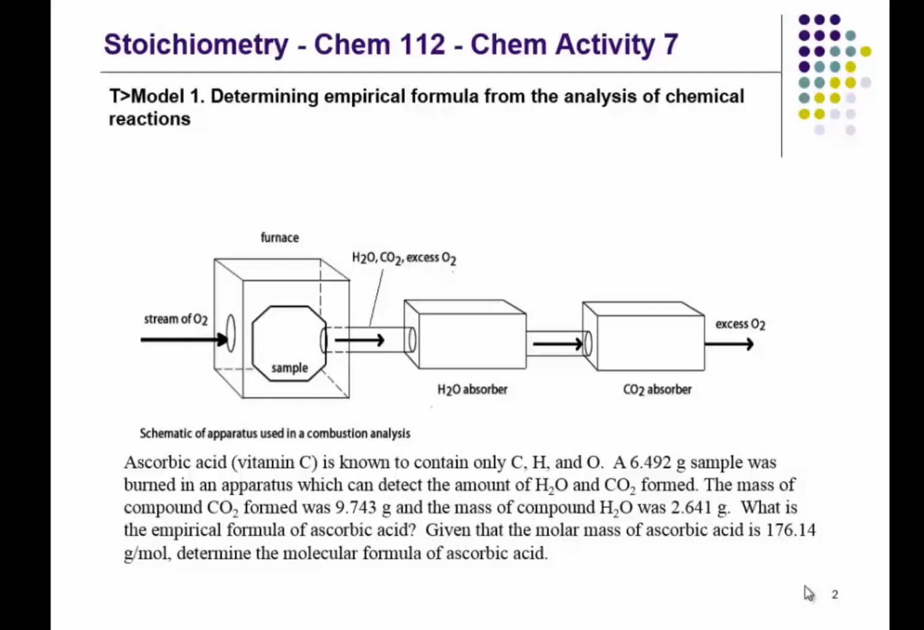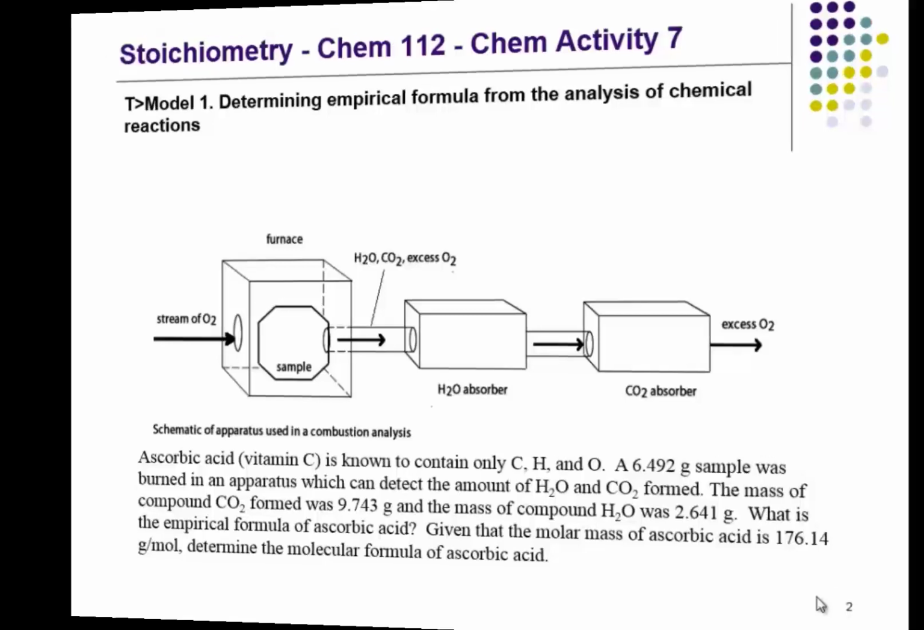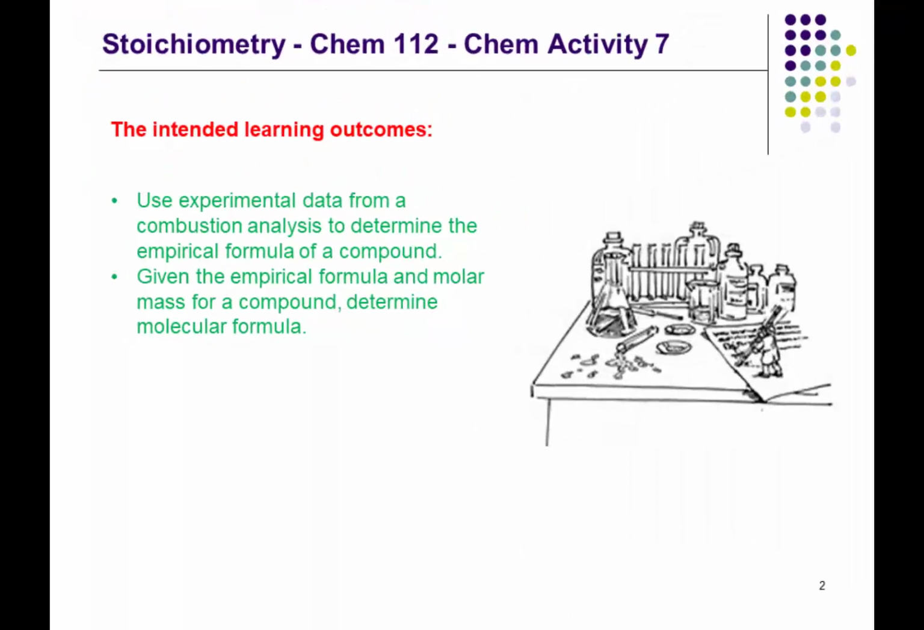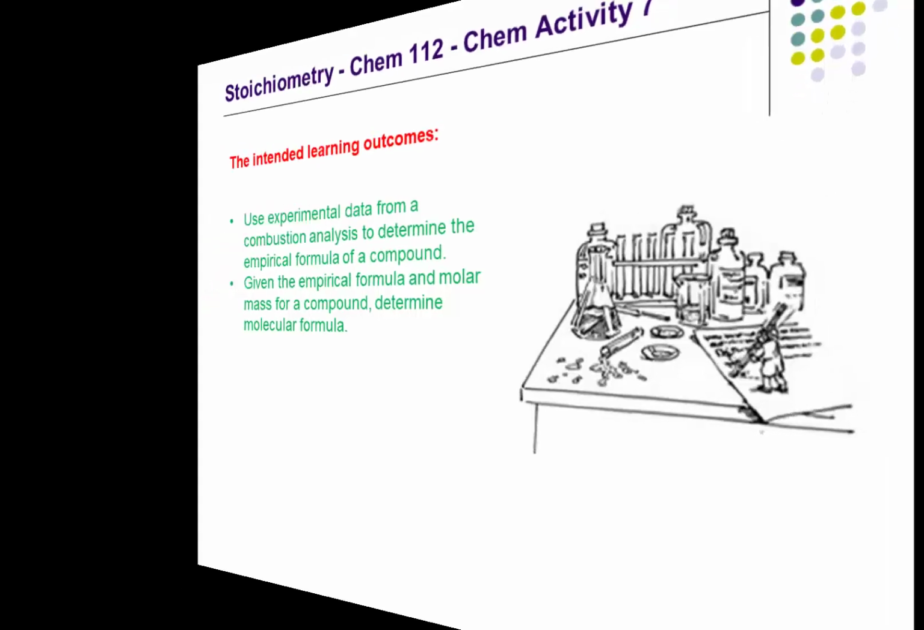In this chem activity, and specifically in teaching model number 1, we will see how to do a combustion analysis to determine the empirical formula of a compound. The intended learning outcomes are that you will be able to use experimental data from a combustion analysis to determine the empirical formula of a compound. Also, given the empirical formula and molar mass for a compound, determine the molecular formula.